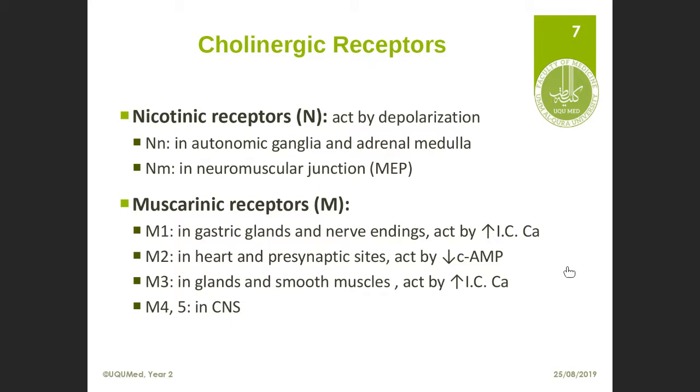So when there is sympathetic stimulation, norepinephrine stimulates the beta receptors to increase the cyclic AMP, and ultimately blood pressure is high. And in the parasympathetic system, when acetylcholine acts on the muscarinic receptor, it lowers the cyclic AMP to reduce the blood pressure. Everybody is clear?